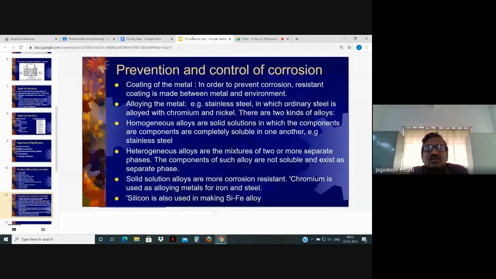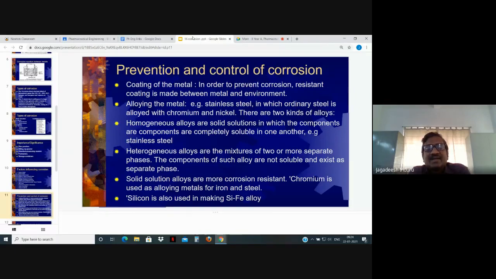It is better to make a homogeneous alloy, in which solid solutions are formed where each metal is distributed into the other metal, making them completely soluble in one another. This is the concept of homogeneous and heterogeneous alloys. It means that a solid solution or homogeneous alloy is more corrosion resistant. For example, when you mix chromium into iron, you get a steel of a particular grade that has better resistance to corrosion.